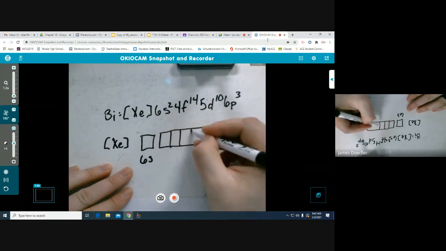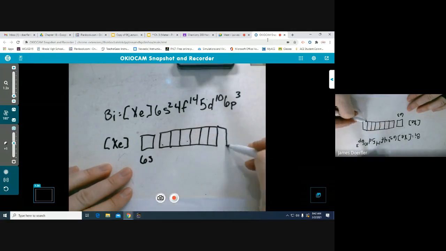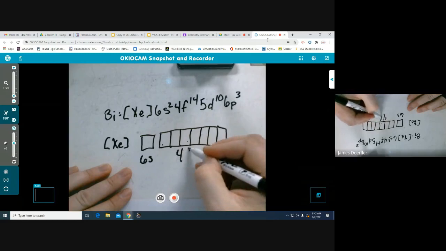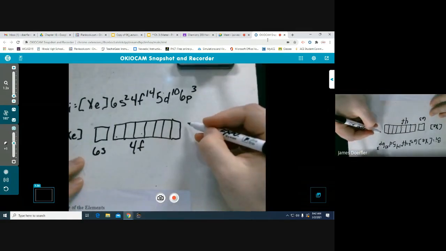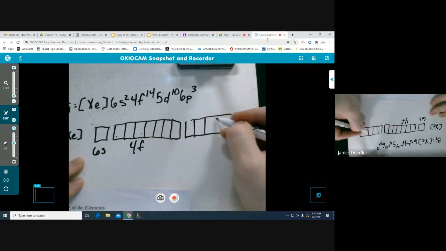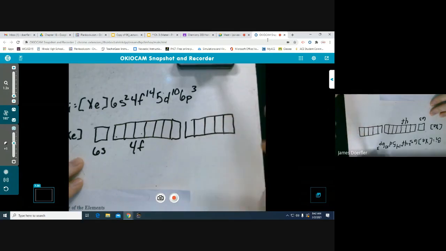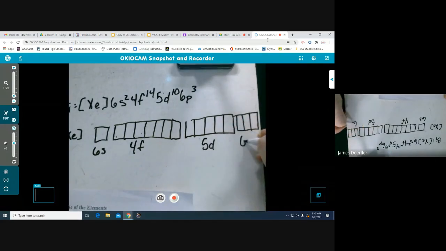1, 2, 3, 4, 5, 6, 7. Okay, for F, how many does D get? 5. And then back to P gets 3. I'm really stretching myself here on the space. Did not plan accordingly. So again, don't forget 5d, 6p.